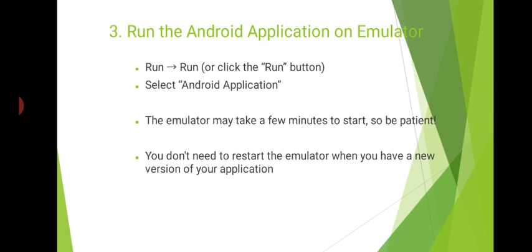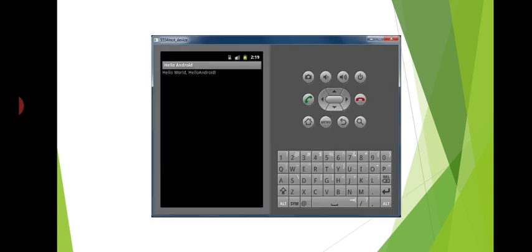Next, the third point is running the Android application on the emulator. So here you have to click on the run button, select the Android application. The emulator may take a few minutes to start, so wait till then. You need not restart the emulator once again. The emulator will look somewhat like this. So you have to run it and the system will run the program.